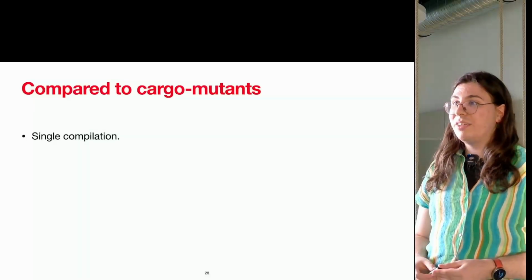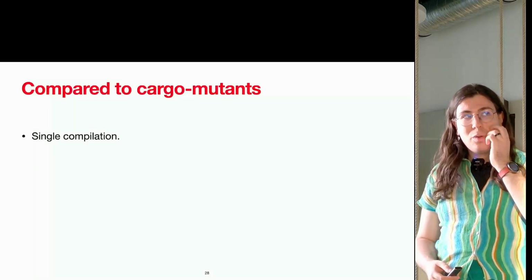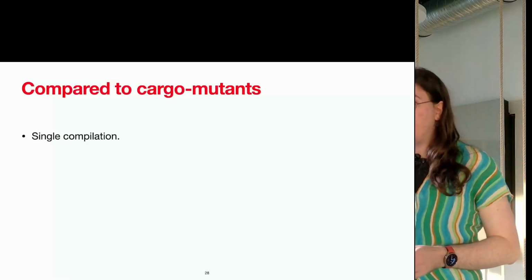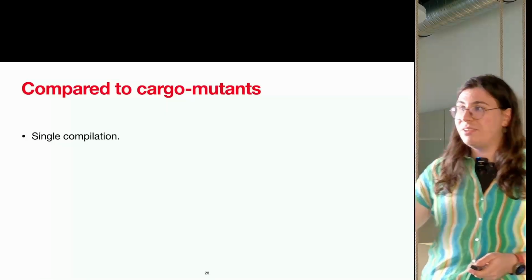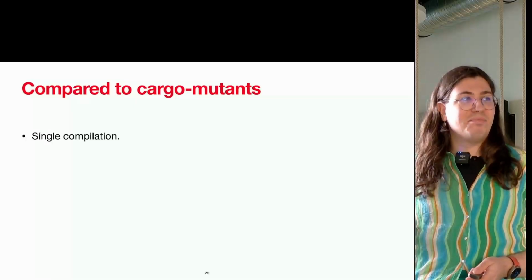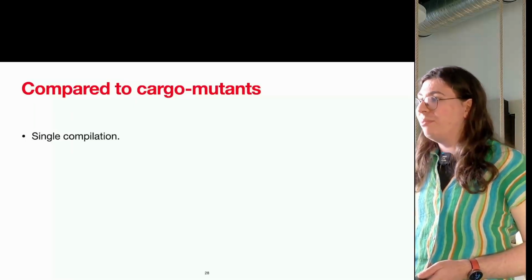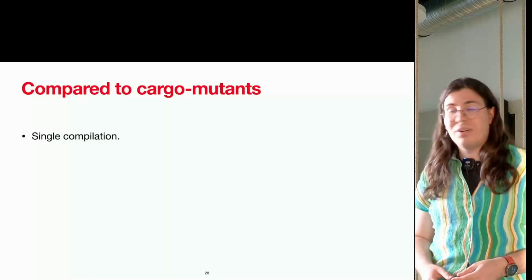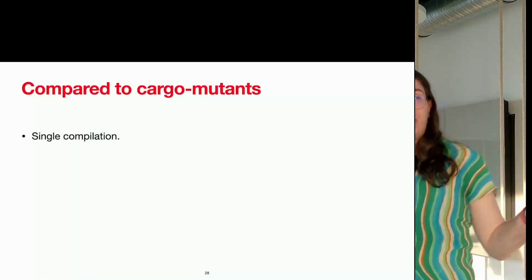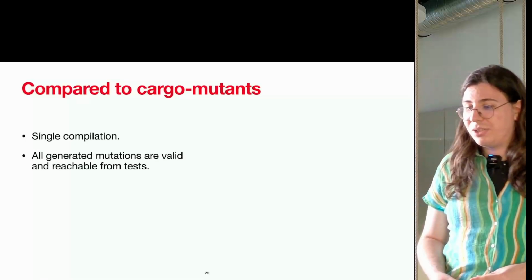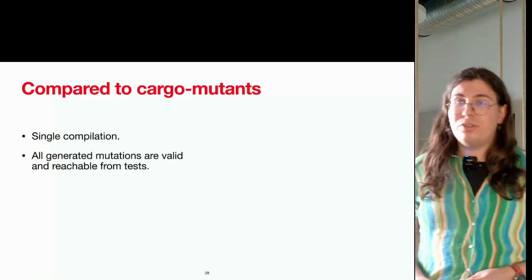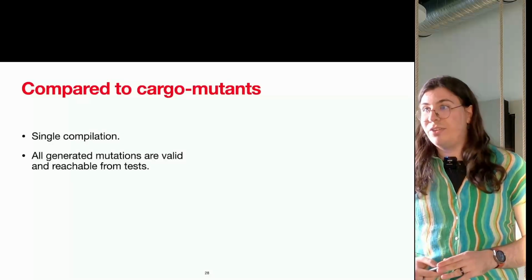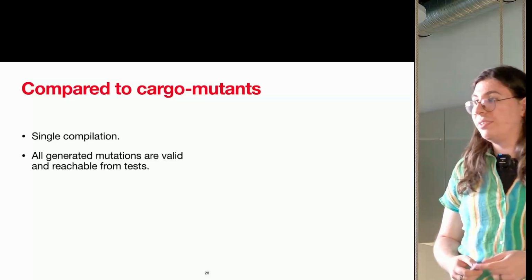So if you've ever heard about cargo-mutants, it's an implementation of mutation testing that represents the simplified version that I discussed before, where they do actually make copies of your source code and compile everything one by one. And of course, it being simple, there are some advantages, just it being a simpler approach. But at the end of the day, compared to cargo-mutants, we're able to get away with a single compilation. We're able to make it so that every generated mutation is valid and reachable, which cargo-mutants has no idea about. So it could be generating mutations in uncovered code.